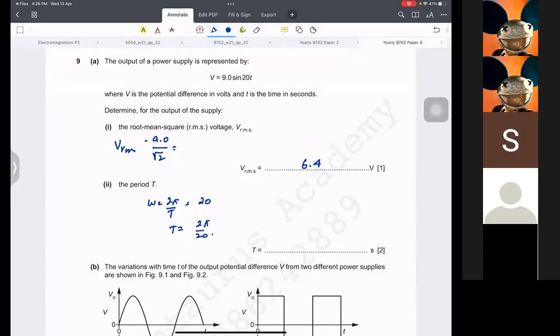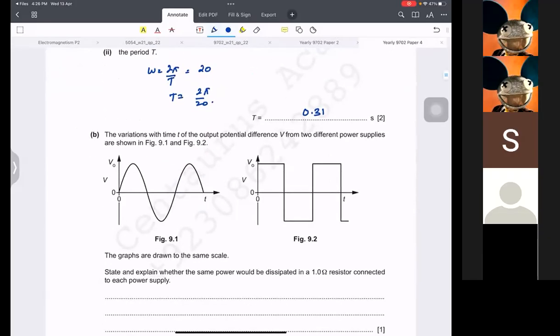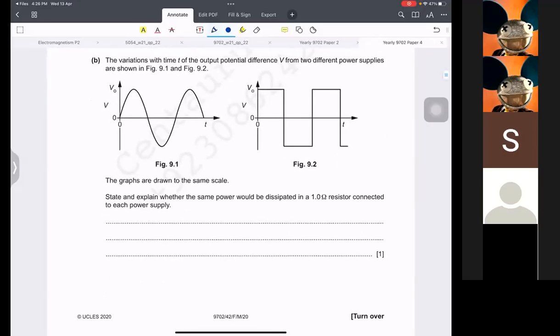Now you might be wondering, how do I know this? This section of the equation is V naught. This is omega. Okay, the answer is 0.31. Great. Now, this is the potential difference of the power supply. The graphs are drawn to state whether the same power will be dissipated in each power supply. एक हमारे पास वो है और एक वो है. Always remember, इसकी RMS different होती है, इसकी RMS हमेशा निकालते हैं हम V naught over root 2, in a sinusoidal way.